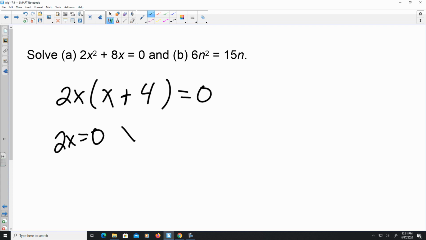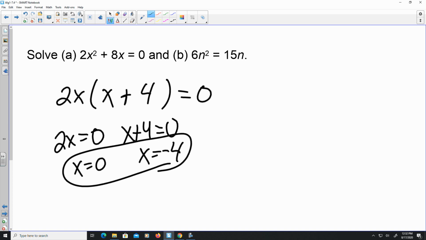And now that I have factored this, now I can implement the zero product property. 2x is set equal to 0, x plus 4 is set equal to 0. Divide both sides by 2, x equals 0, subtract 4 from both sides, x equals negative 4. So my values for x in this situation are 0, negative 4.